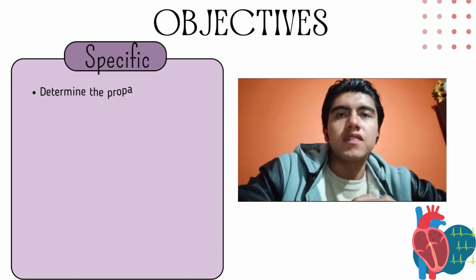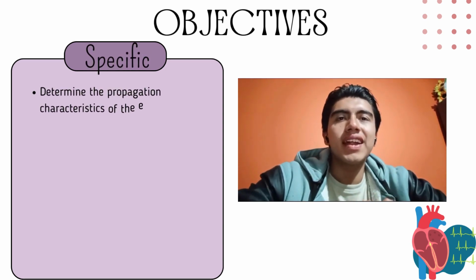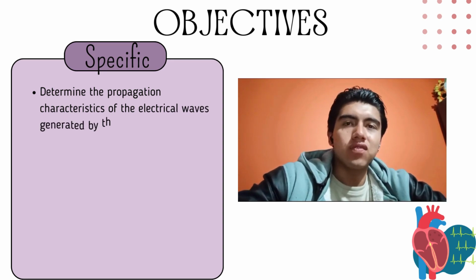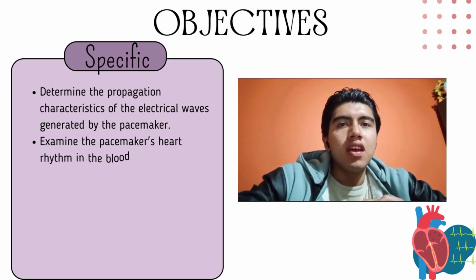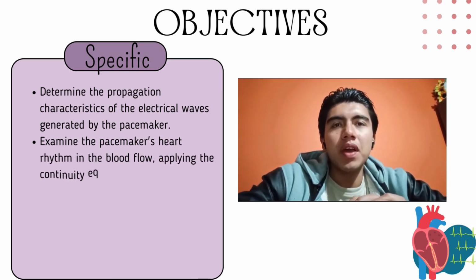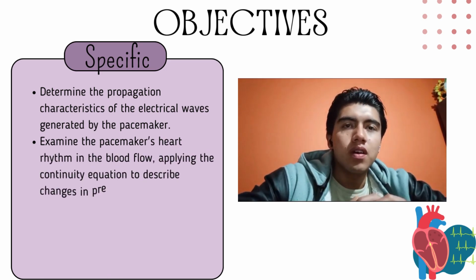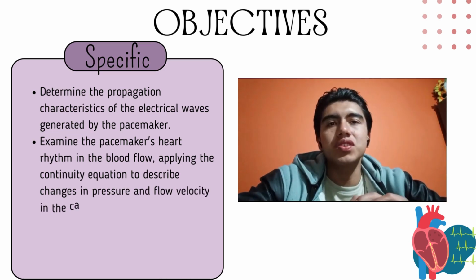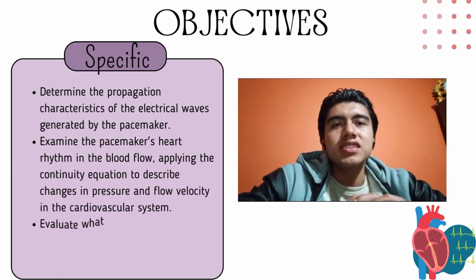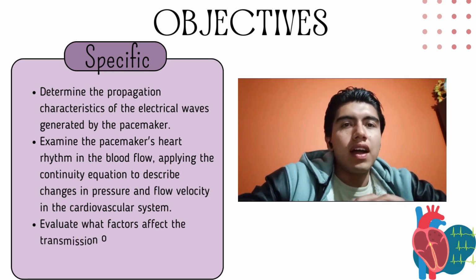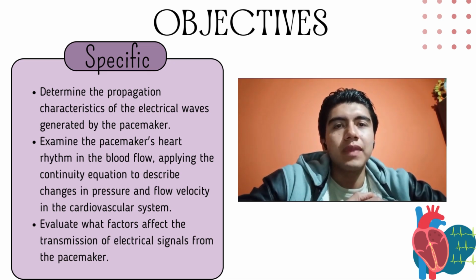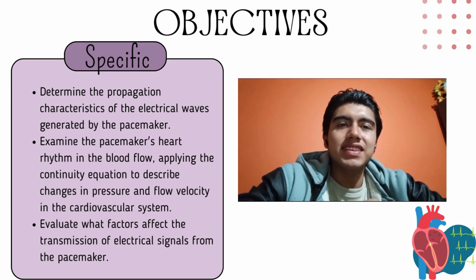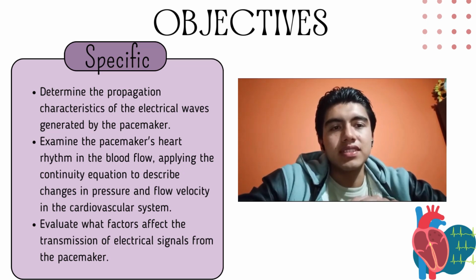Specific objectives. Determine the propagation characteristics of the electrical waves generated by the pacemaker. Examine the effect of the pacemaker's heart rhythm on the blood flow, applying the continuity equation to describe changes in pressure and flow velocity in the cardiovascular system. Evaluate what factors affect the transmission of the electrical signal from the pacemaker.